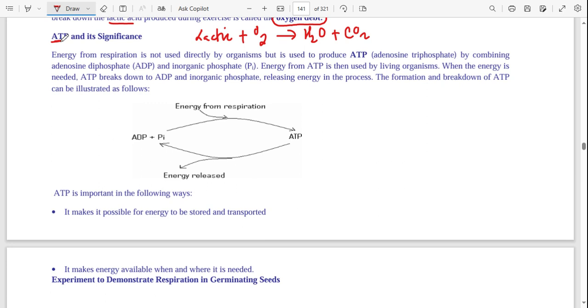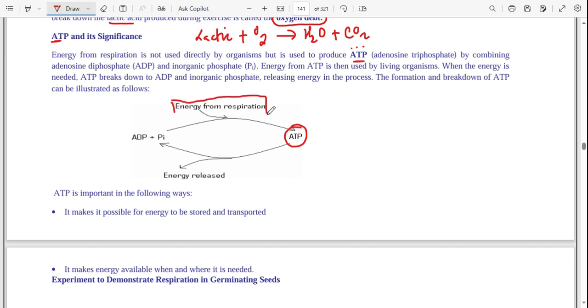Okay. So ATP is very important. Energy from respiration is not going to be used directly by organisms, but is going to be used to produce what we call ATP. This is adenosine triphosphate. And how do you form ATP? You get adenosine diphosphate, ADP. You react it with one phosphate. You can see it is written as Pi, so this is an inorganic phosphate. So you get ADP and a phosphate, then you are going to produce ATP. Okay, you can see that the energy that you had produced, you are using it to form ATP.